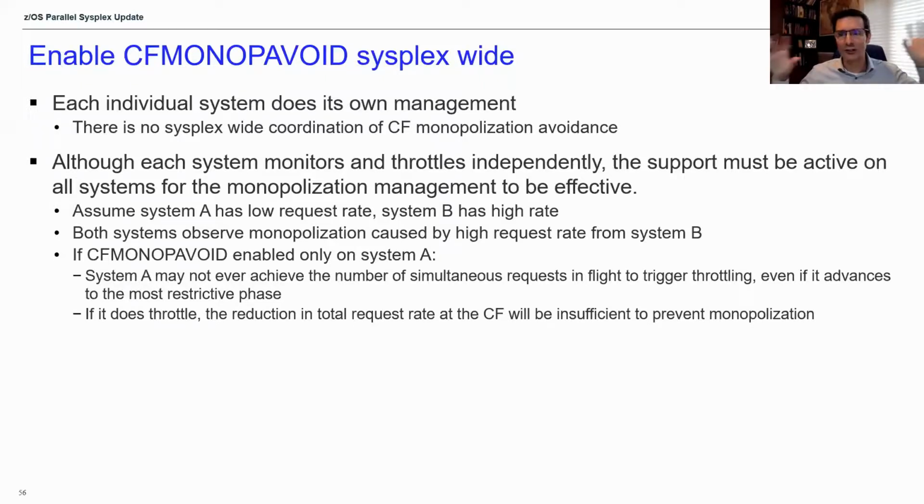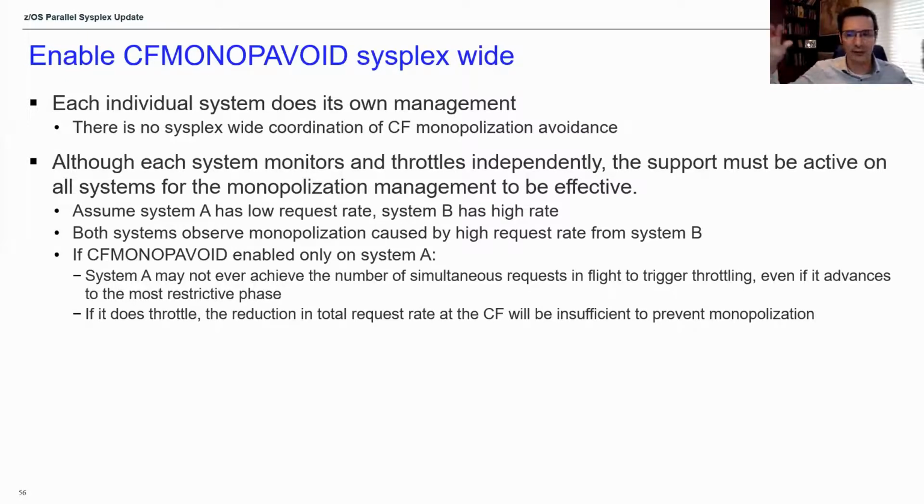wide. So you can imagine I have two connectors to a structure. They're not going to take the full benefits of this, because you could have scenarios where a low request rate guy has the avoidance, and even though he detects that there's a monopolization of the structure, because he writes so few requests, even if he throttles it all the way down to the most restrictive phase, the overall amount of requests could still not be throttled, because the big high request rate guy is not throttling. And so as a result, it really is an all or nothing thing.